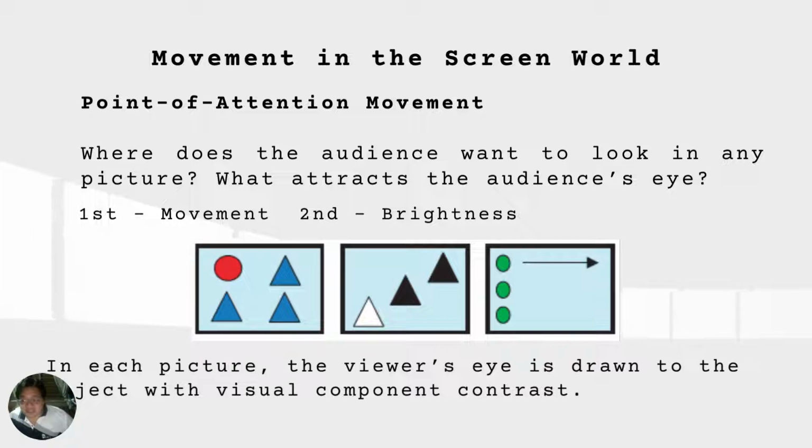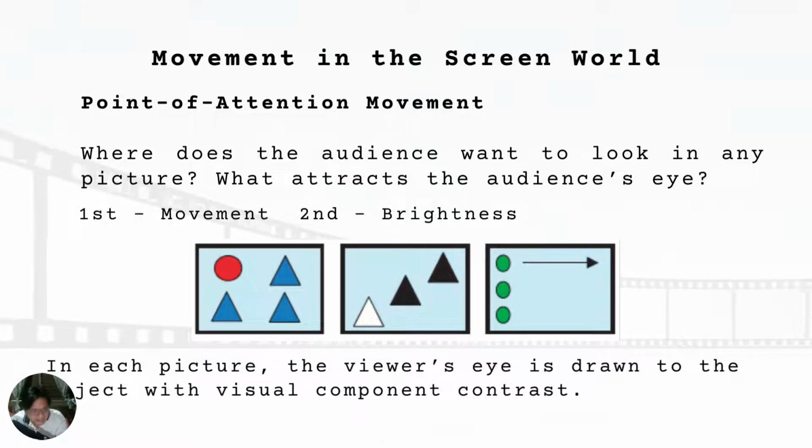When the audience is looking at the actor's face, di ba, the point of attention always goes to the actor's or the subject's eyes. Okay? Any on-screen vanishing point will attract the viewer's attention. Okay? The audience's point of attention will always be drawn to contrast of differences in any visual component, may it be film, may it be just a photograph or a painting.